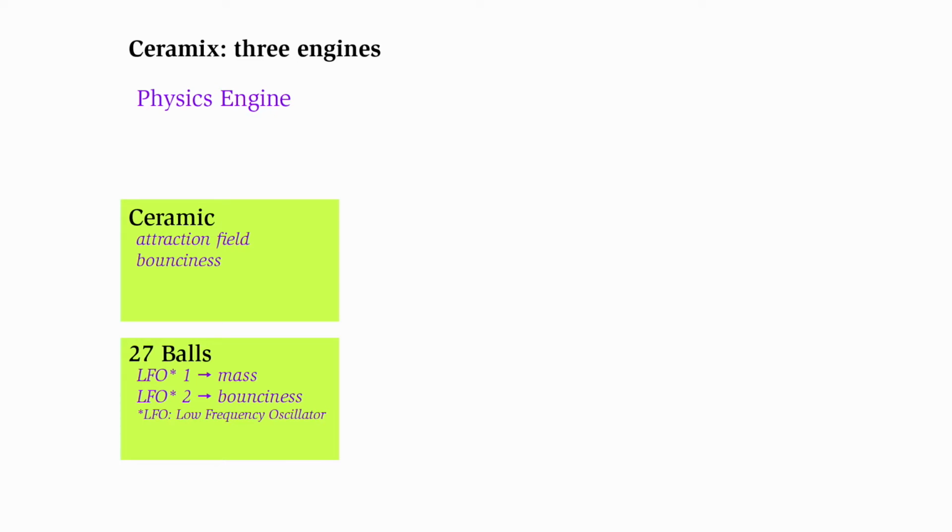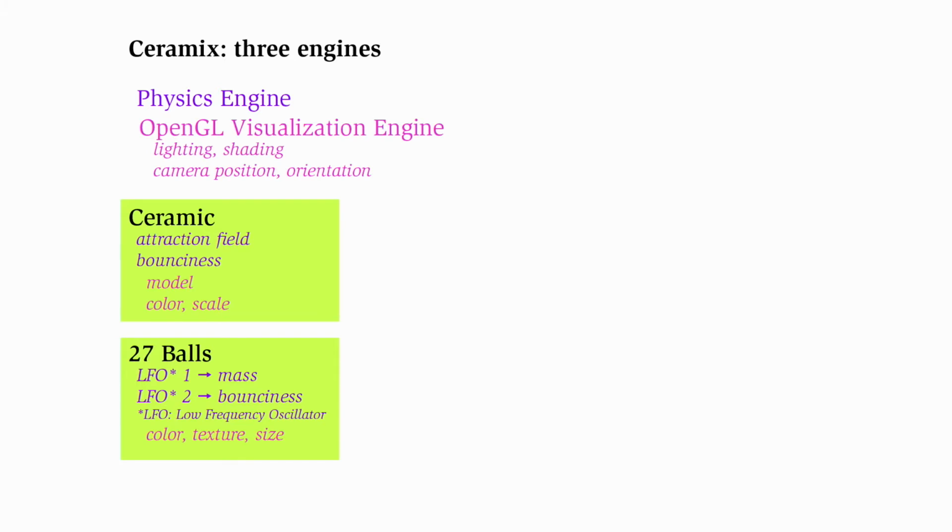Then the second engine is the visualization engine, because we want to see them. And if you visit the exhibition, basically, that's what you see on the wall. So there's the ceramic, this 3D model that we scan, there's the color, there's the scale of the model, and each ball also has color, texture, size.